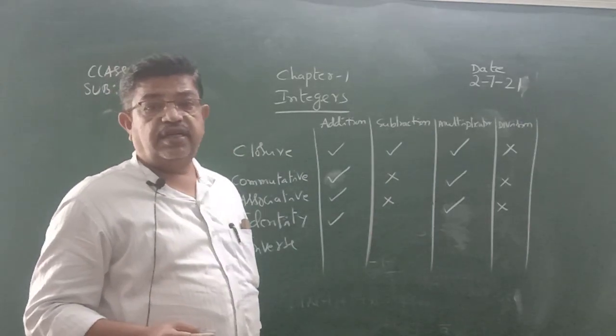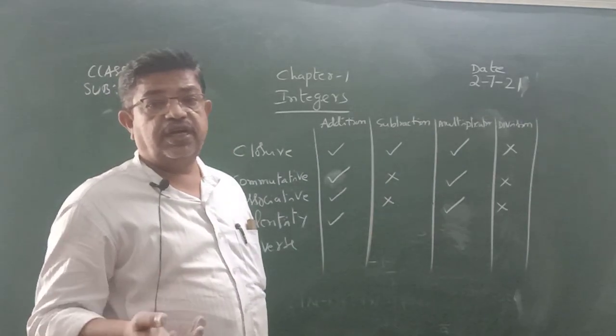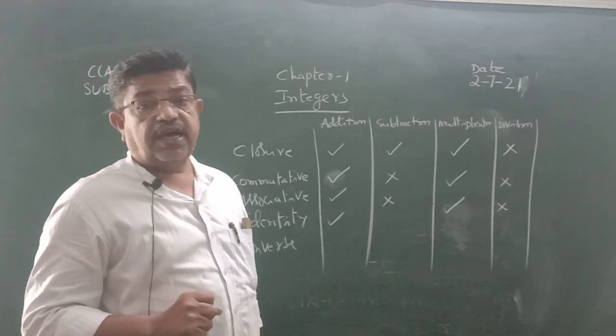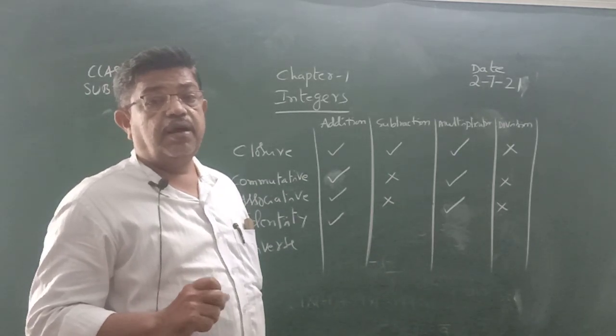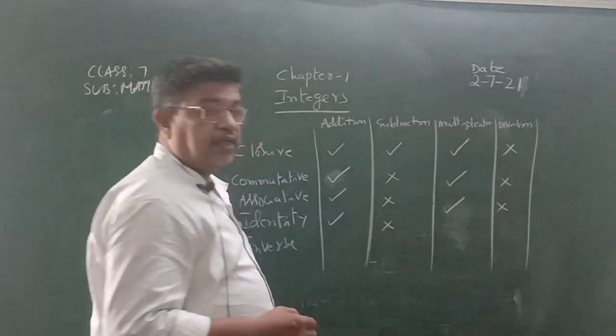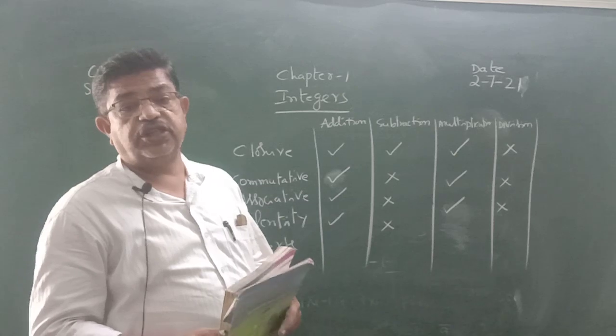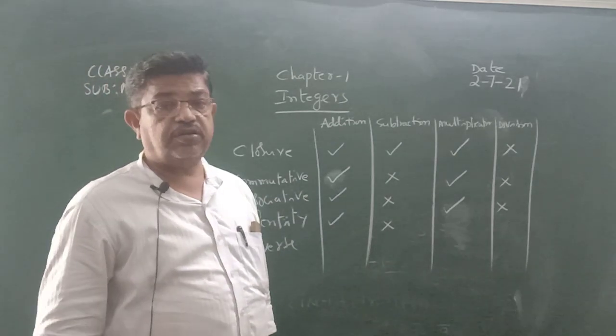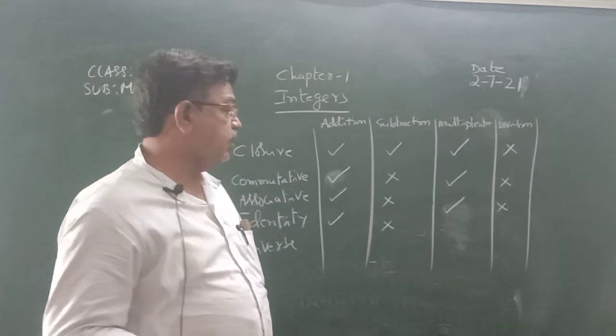If a is an integer, 0 is the additive identity number: a plus 0 equals 0 plus a equals a. Integers have identity property under multiplication. Integers do not have identity property under subtraction. A minus 0 is not the same as 0 minus a. Therefore, integers do not have identity property under subtraction.